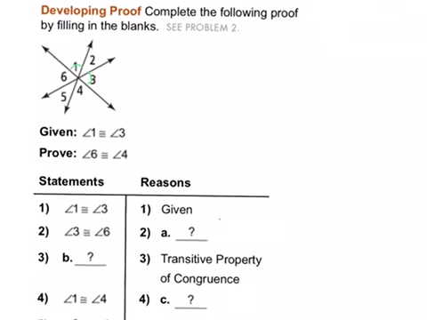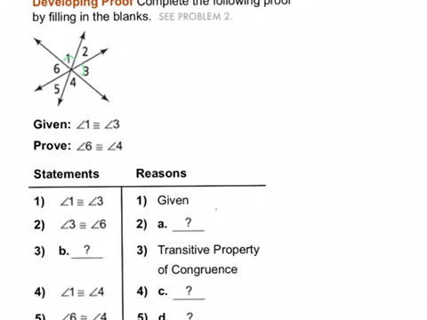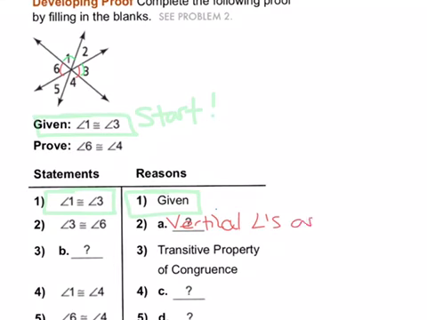It starts off with the proof saying that angle 1 is congruent to angle 3. Remember, the first step of your proof is always the beginning, so we always start with the given. From there, it says that 3 is congruent to 6. Well, if I look back at my picture and I see 3 and 6, I know that those are congruent because 3 and 6 are vertical angles. And vertical angles are congruent. We can say that as a reason.